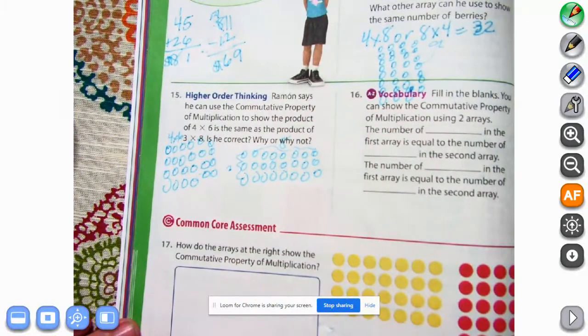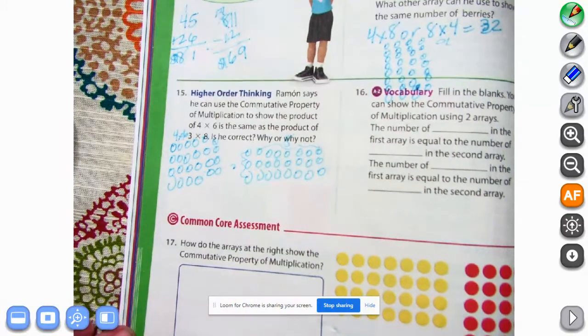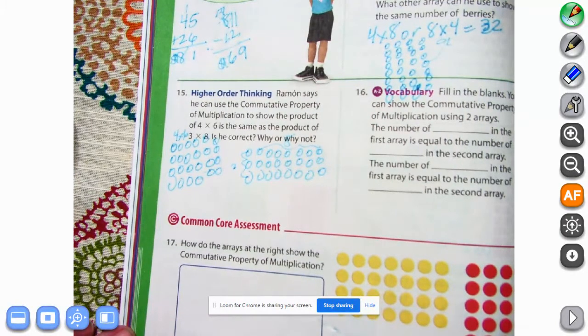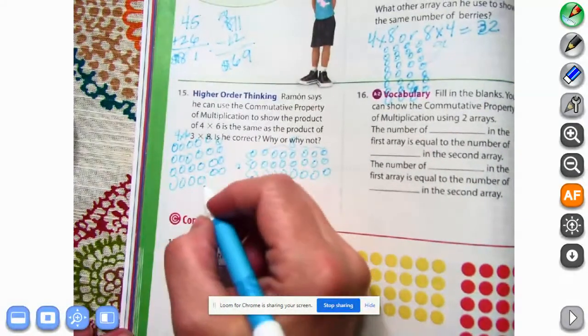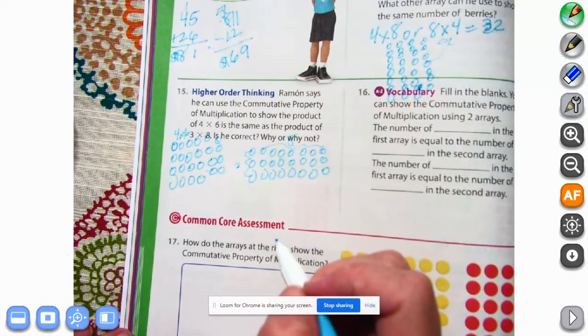Okay, let's look at it again. Ramon says he can use commutative property of multiplication to show the product of 4 times 6 is the same as the product of 3 times 8. Is he correct? Why or why not? So he proved it by showing us the diagram, the bar diagram, or the counters, but are they the same? Is he correct? Why or why not? What do you think?